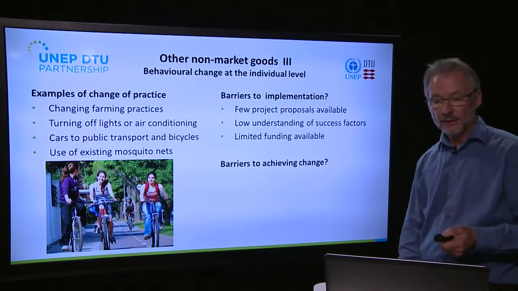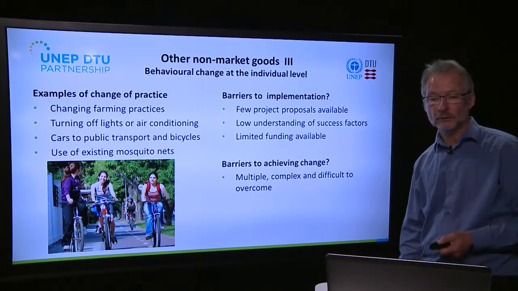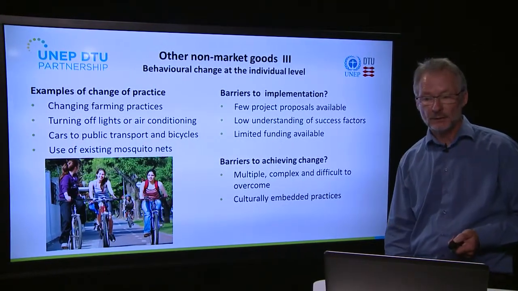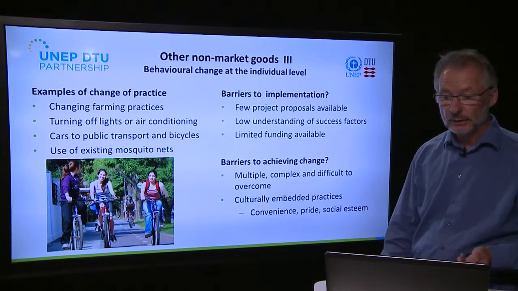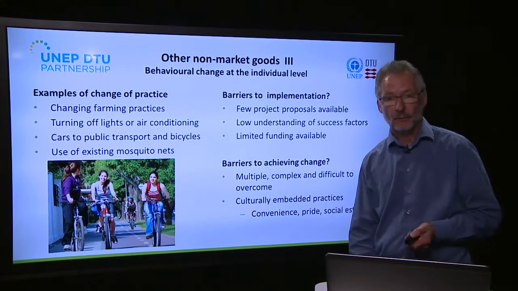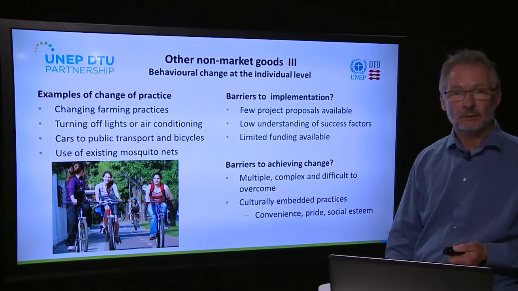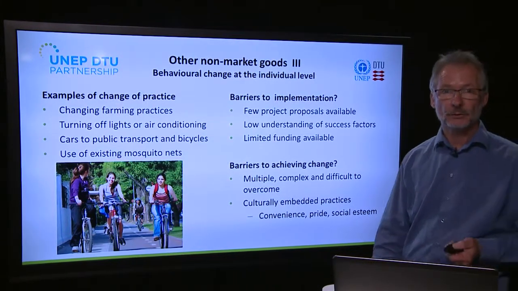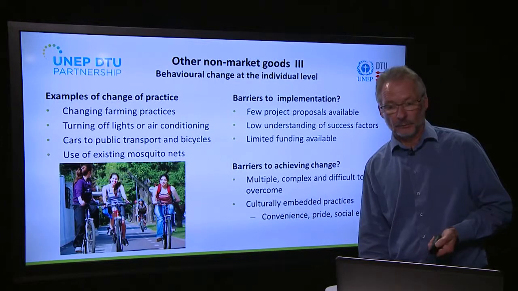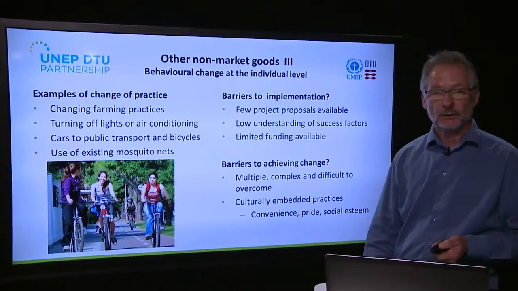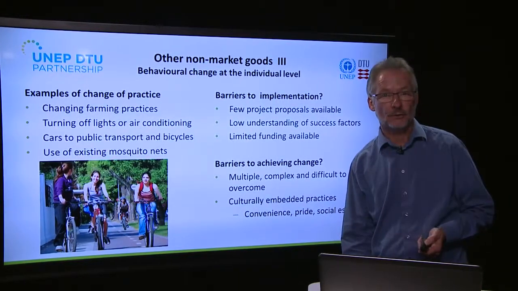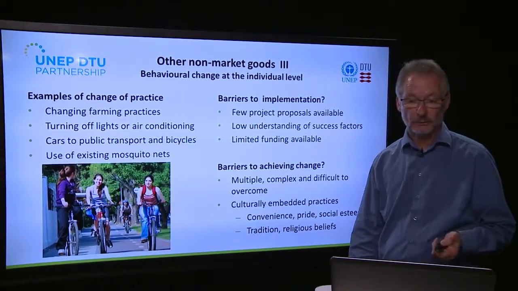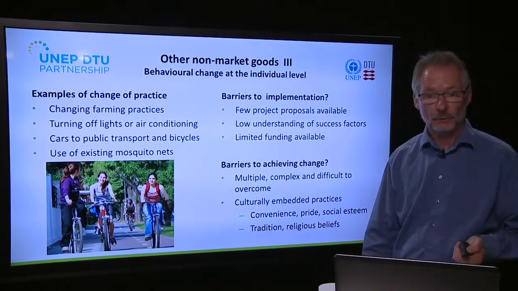But what are the barriers to actually achieving change? They are in fact multiple, and they are complex and difficult to overcome. And this is because they are culturally embedded practices. It can be convenience, it can be pride, and it can be social esteem. It would, for example, be convenient for a consultant to use his car instead of the bicycle, but he might also continue to use his car because it's giving him a lower social esteem if he is arriving to the client on a bicycle, and it might even touch his pride to be arriving on a bicycle. So it could also be change of tradition and religious beliefs, which we all know are difficult.